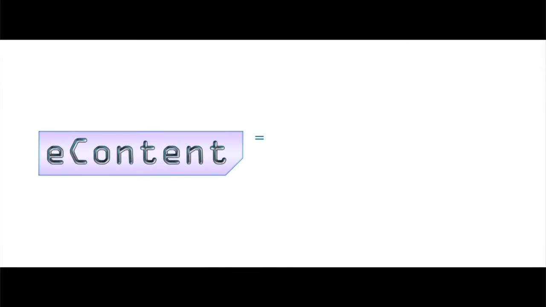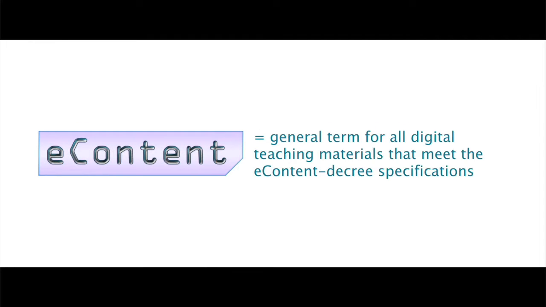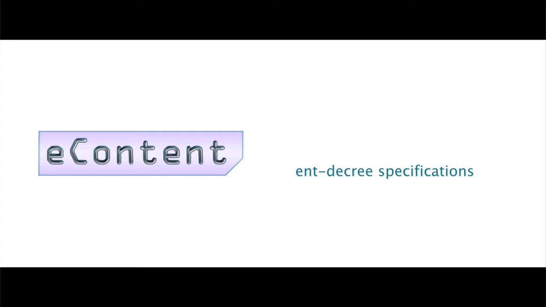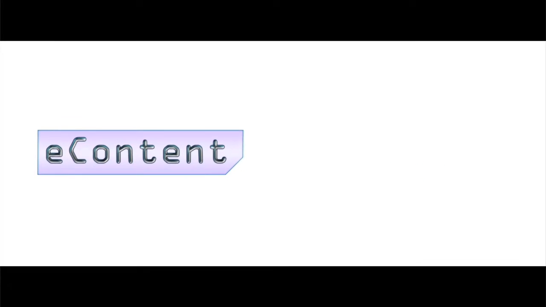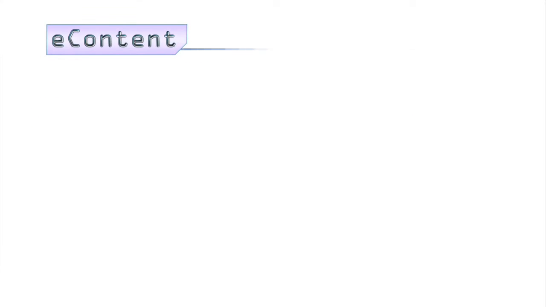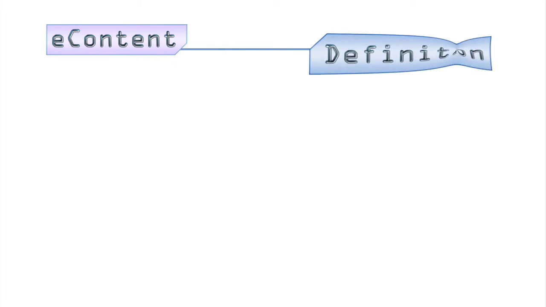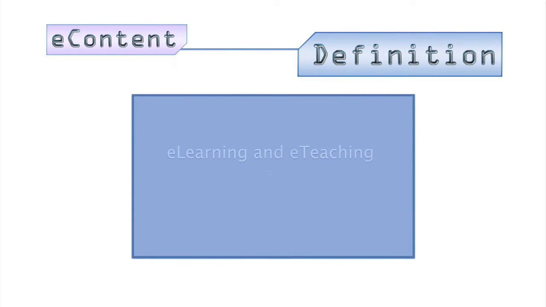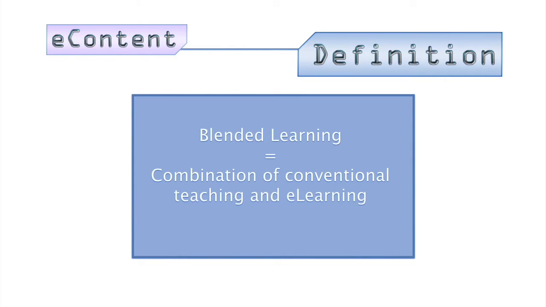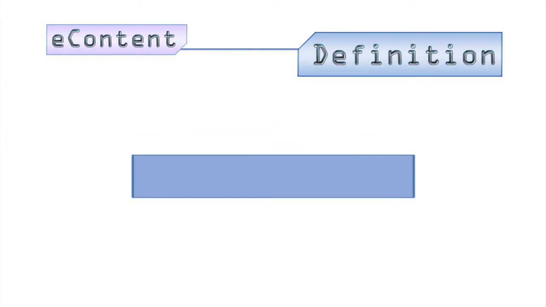eContent defines digital learning materials which are specifically prepared for educational purposes. The criteria are specified in the eContent decree by the Austrian Federal Ministry of Education. Definition: e-learning and e-teaching. These encompass all forms of learning and teaching which make use of digital media. Blended learning, on the other hand, is a combination of the advantages of conventional classes and e-learning.